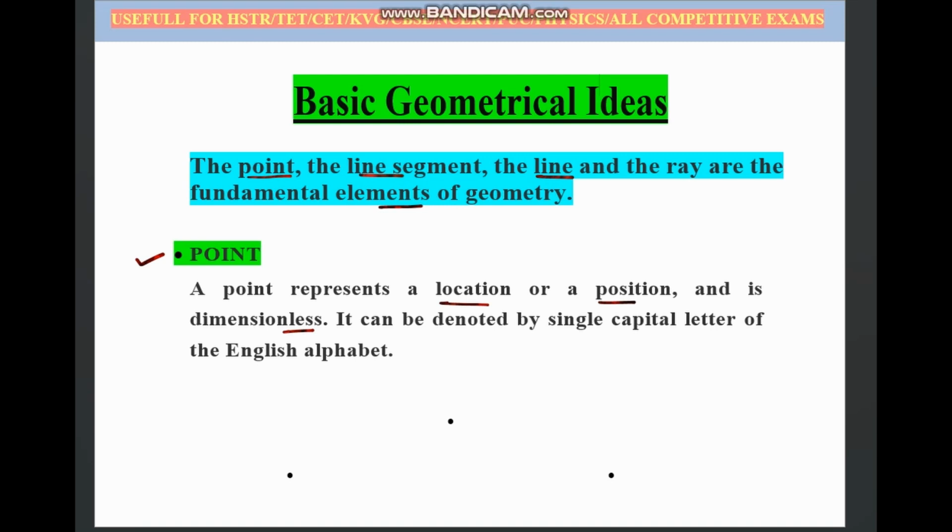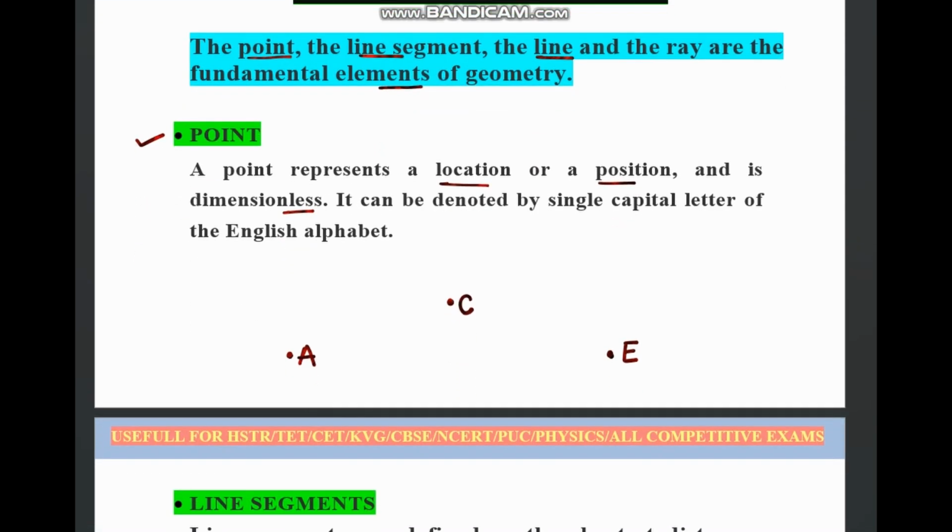See here we have some dots. If I want to denote this dot, I will write it with a capital letter, dot A. If I want to denote this, I will write dot C. If I want to denote this dot, I will take dot E. Means, to denote a point, we have to use a capital letter.